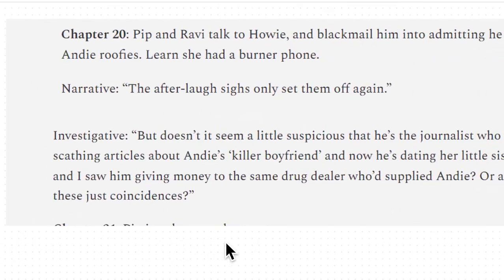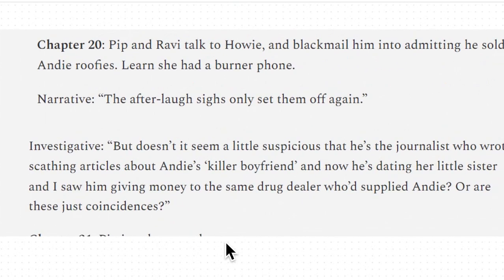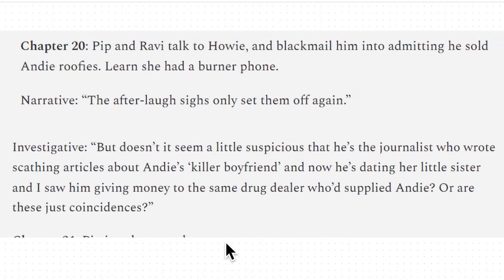And in chapter 20, Pip and Ravi talk to Howie. They blackmail him into admitting he sold Andy roofies, and they also learn that she had a burner phone. The afterlaughs only set them off again. This is another relationship-building last line between Pippa and Ravi.